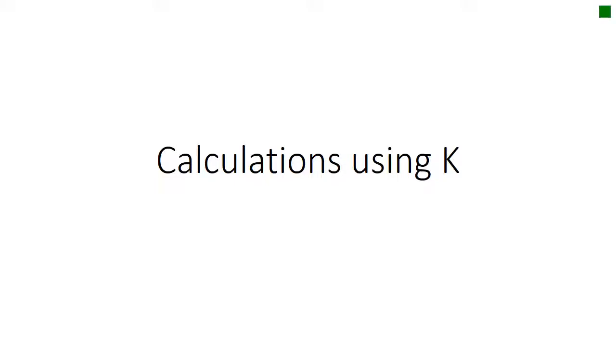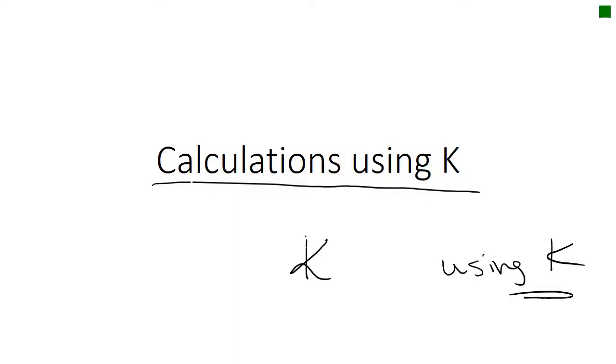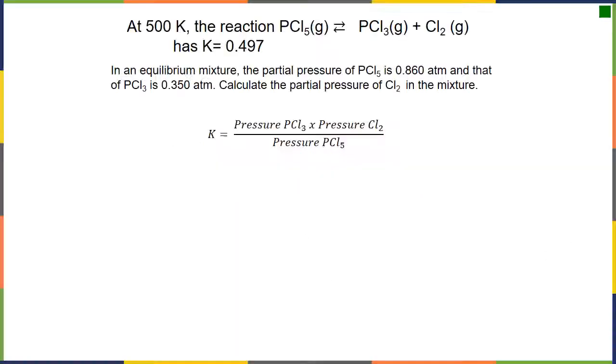All right, now that we know what K means and what its values mean, we're going to do some calculations using K. There are a number of options, and we need to realize whether we are actually calculating K itself or using K, because it's going to give us different options. In this case, we have been given K, and we're trying to calculate a partial pressure. And we have been given entirely equilibrium mixtures or equilibrium amounts in this reaction.